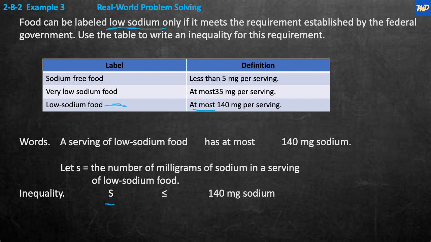And is it less than or equal or just less than? Well, it says this low sodium food is at most. So at most implies it can be 140, but it can't be any more than 140, because at most it could be 140. So it means it's going to be less than that because it can be at most that much. Less than 140 or equal to 140. So we have S less than or equal to 140 milligrams.